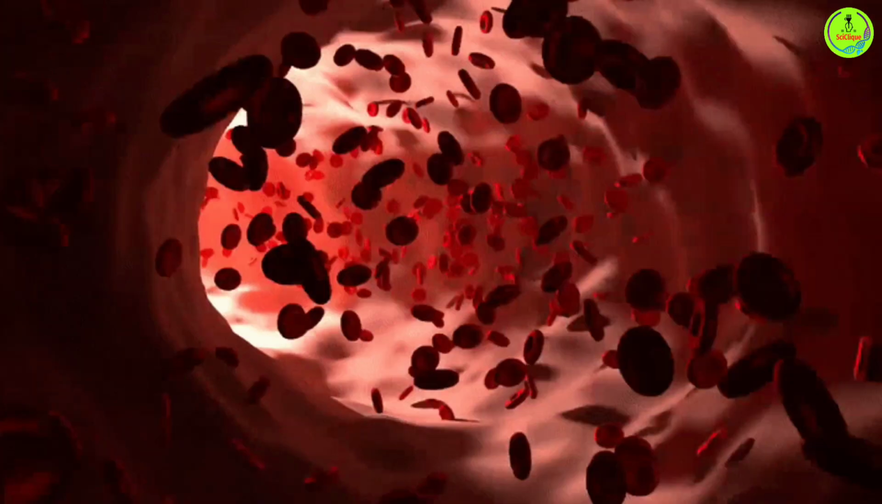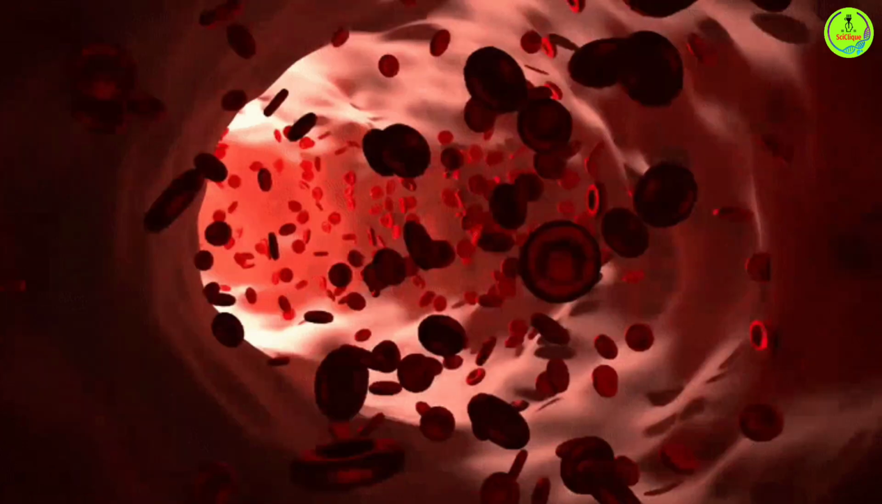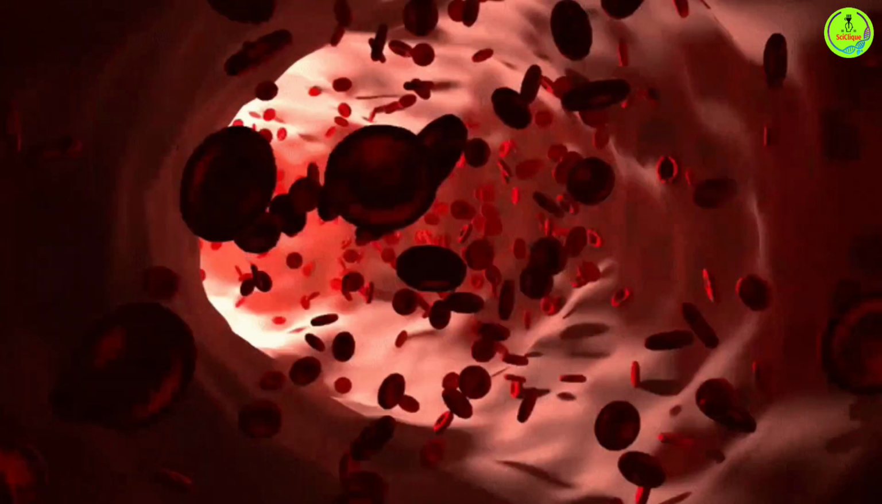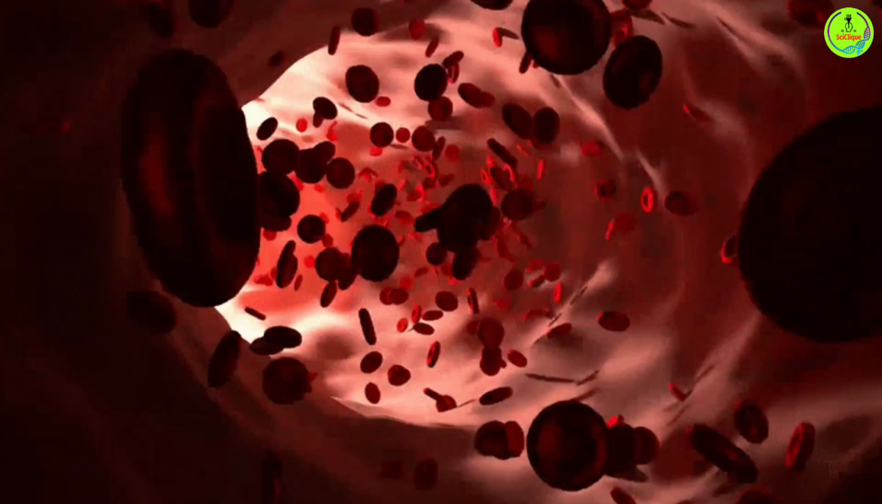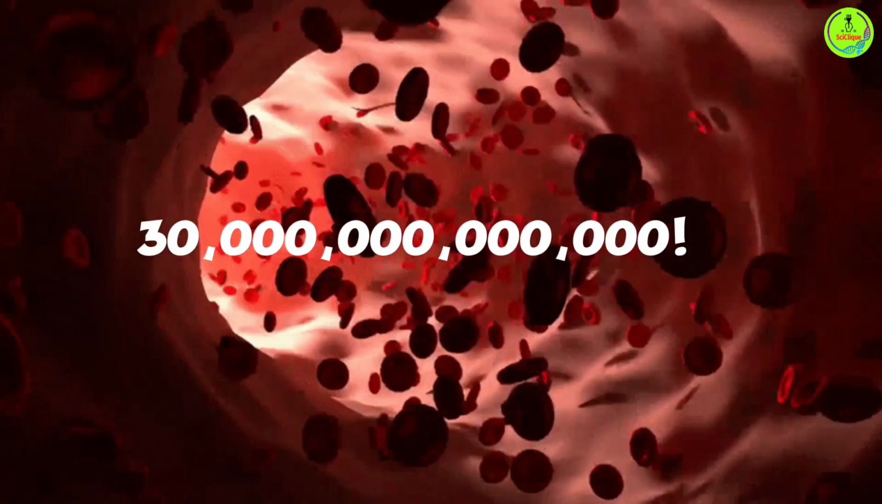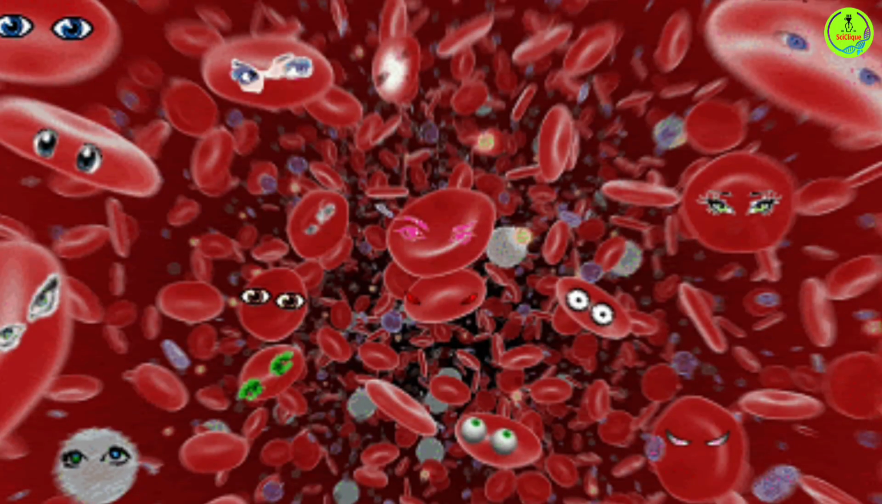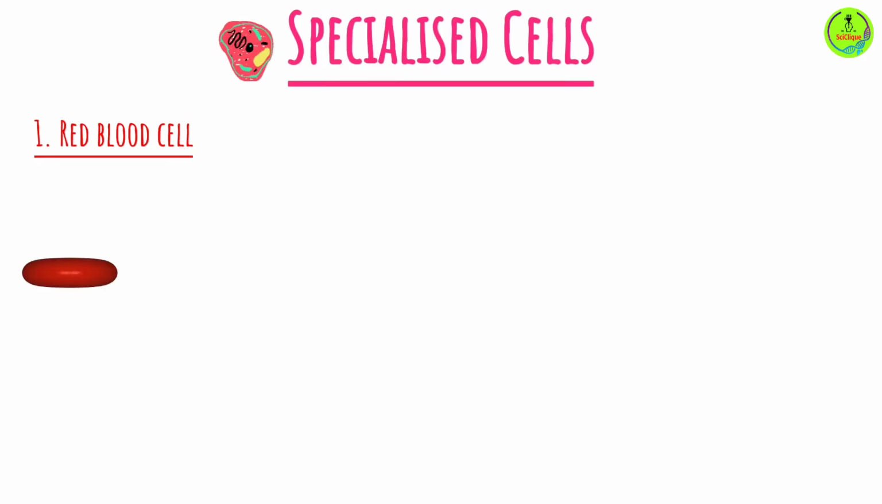Okay, to put this into context, let me just tell you this. An average healthy adult human being tends to have between 5 to 6 liters of blood. So the average number of red blood cells that are present in circulation are around 30 trillion. Can you imagine how many red blood cells we have in our body? Amazing, right? So what is the purpose of the red blood cells?